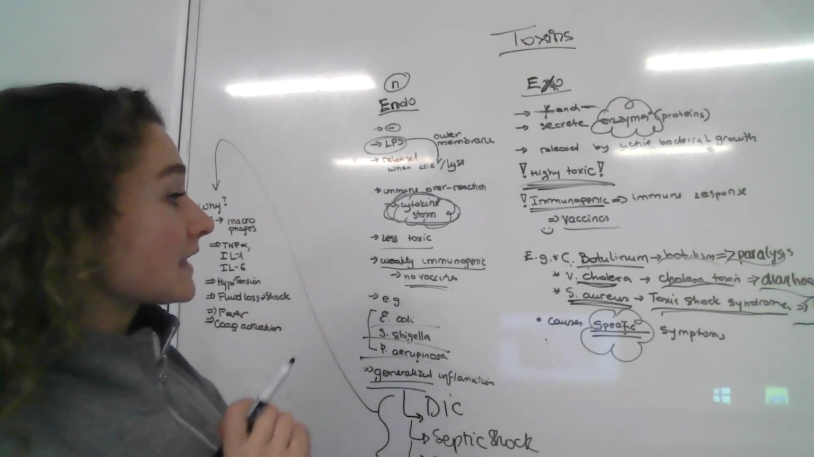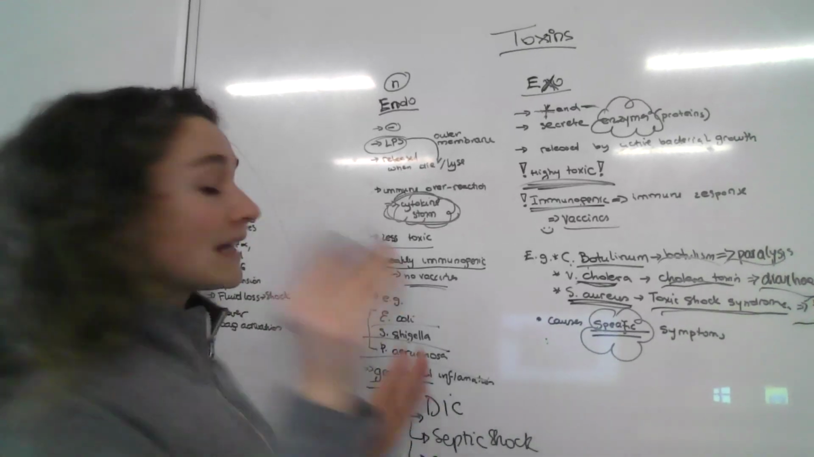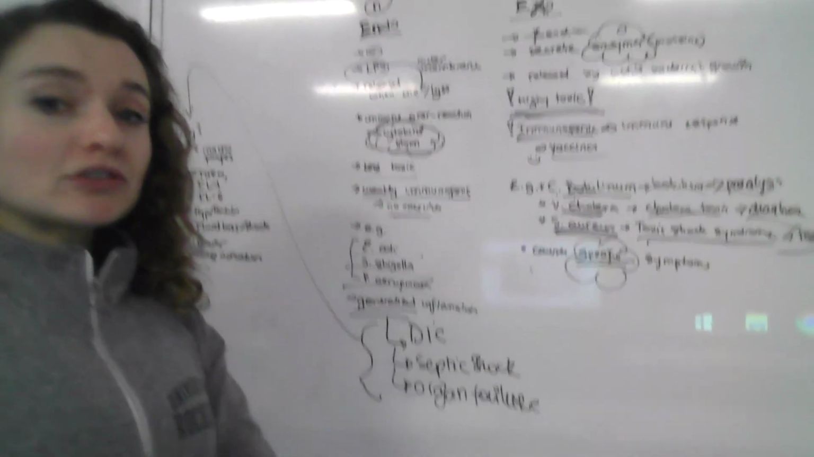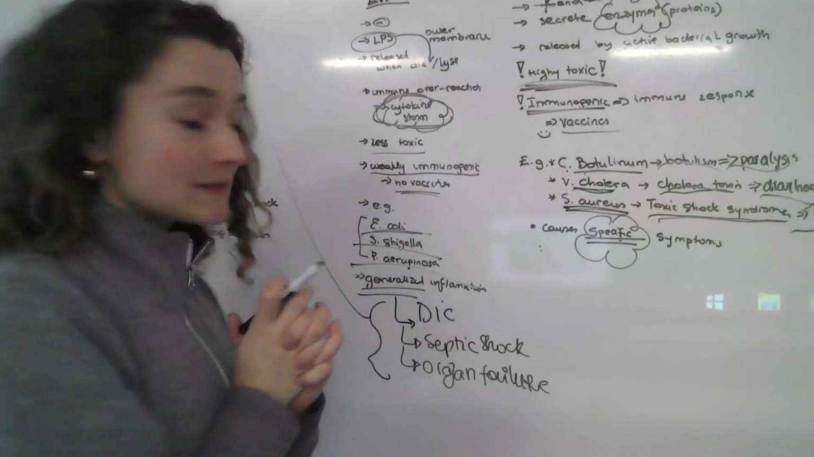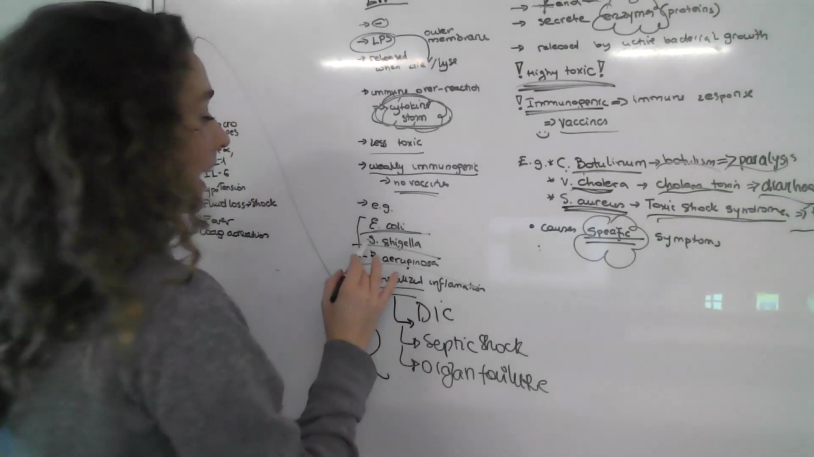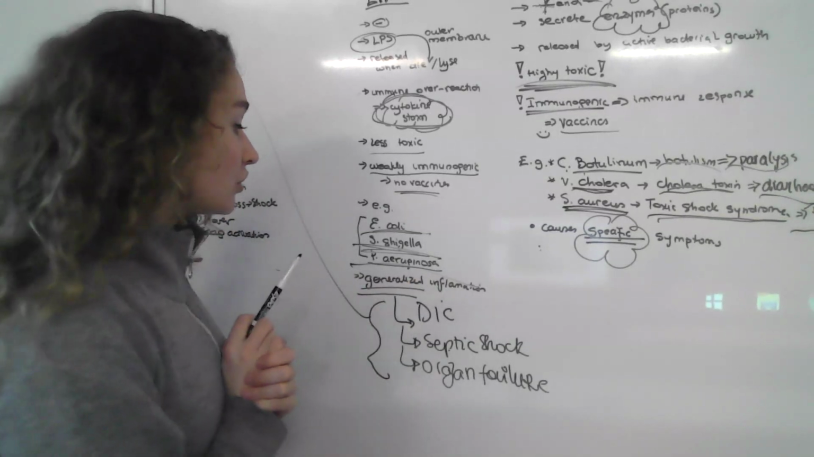This will be less toxic, however, weakly immunogenic, which means that we cannot make vaccines. The examples for the endotoxins would be E. coli, which can cause HUS, bloody diarrhea, and Shigella as well, and then also Pseudomonas aeruginosa.